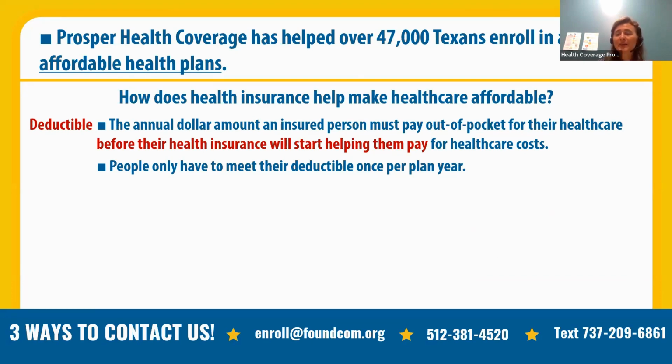So if somebody goes to their doctor and the doctor says, oh my gosh, that ankle sprain looks really bad, let's get you an x-ray, and that x-ray costs $2,000, and somebody has a $3,000 deductible, you're going to pay that $2,000 cost for the x-ray before the health insurance company is going to help you start paying for it. Because the deductible amount is the amount that the covered person must pay before the health insurance company will help them start sharing costs. So the deductible is a really important amount.